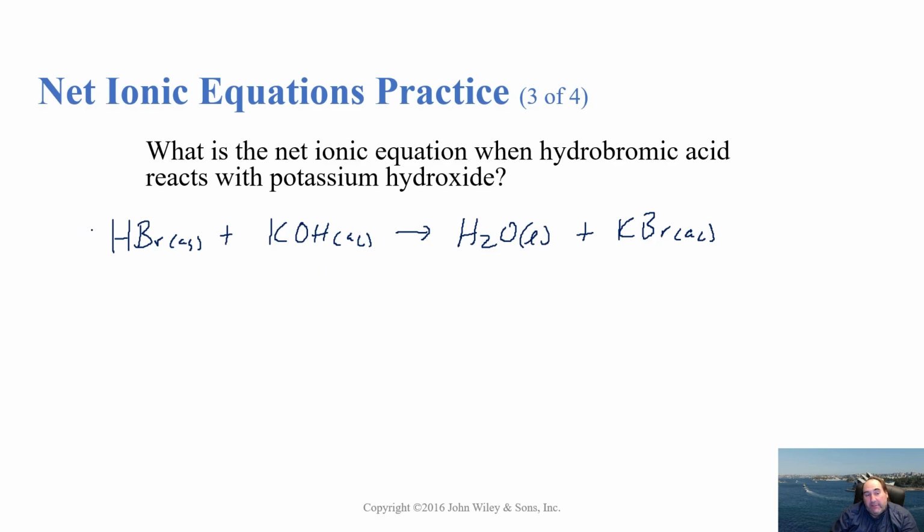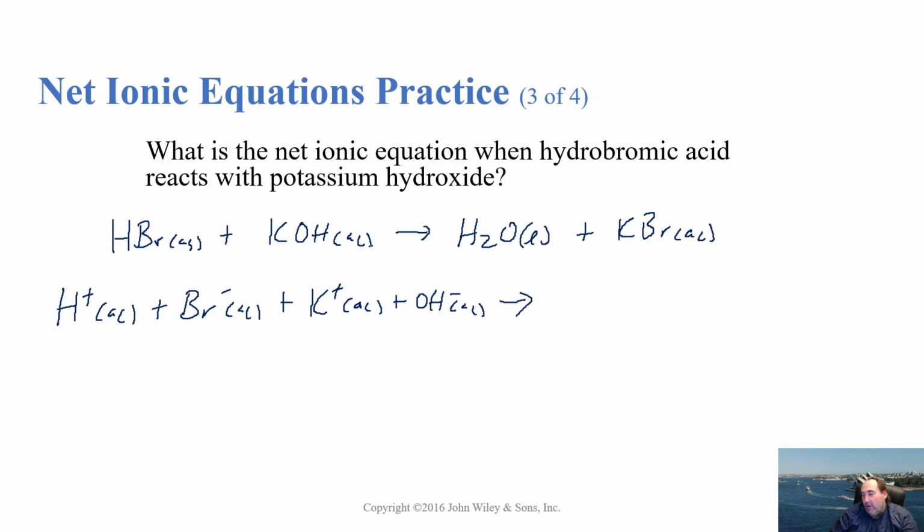Now we want to break it apart. Since that's one of our 6 strong acids, we know that this will break apart into H plus and Br minus. We also know that KOH is a strong base, which is a strong electrolyte. It'll break apart into K plus and OH minus. Once again, here our water is going to stay together, and that will give us H2O. And our potassium bromide is a soluble salt, which is an ionic compound. It'll break apart into these 2 guys here.